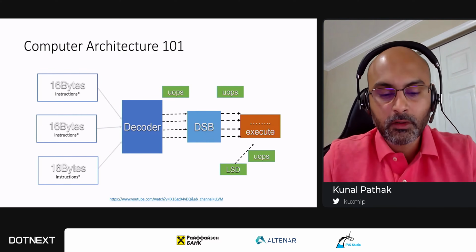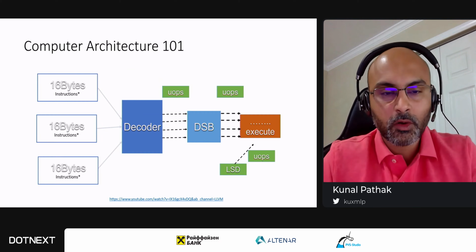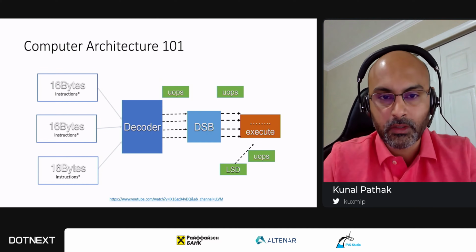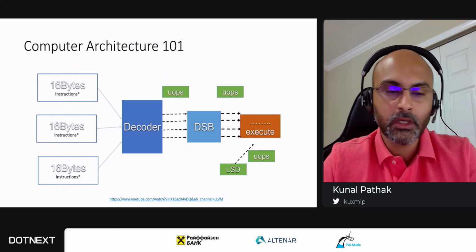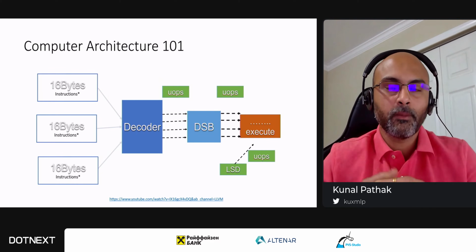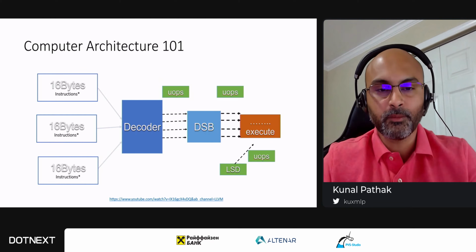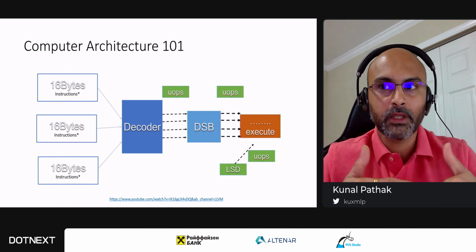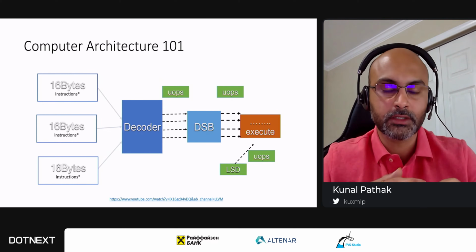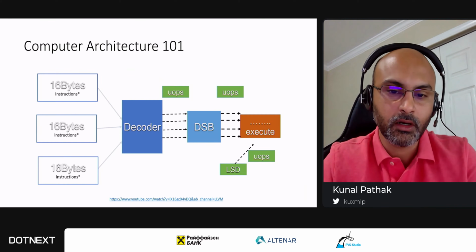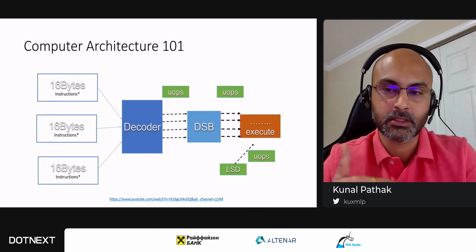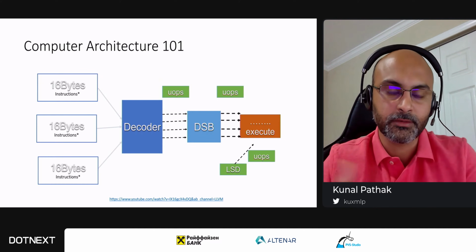Before we go into code alignment, let's do a quick computer architecture 101. What happens when you actually execute your program? When you compile and execute, the program is just machine code, which we call an instruction stream. During execution, that instruction stream is fed into the decoder in chunks of 16 bytes or 32 bytes.